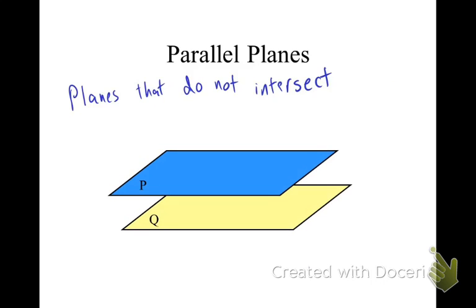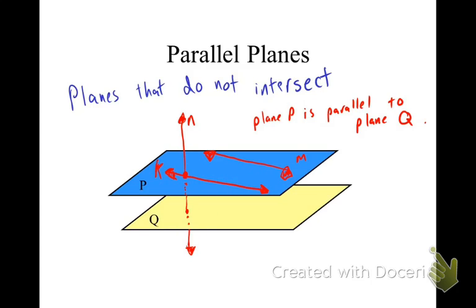Parallel planes are planes that don't intersect. And if we have objects within those planes, those can be parallel to the other plane too. So here we have line M and line K in plane P, and we have line N intersecting line K in plane P. You can tell, since we have those blue arrows on line M and line K, that those lines are parallel within the plane. And we could say that line M is parallel to line K.